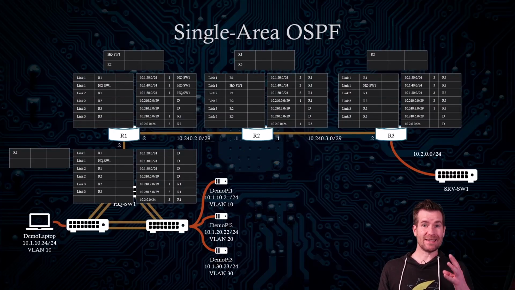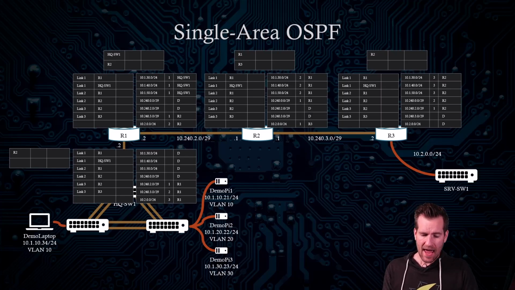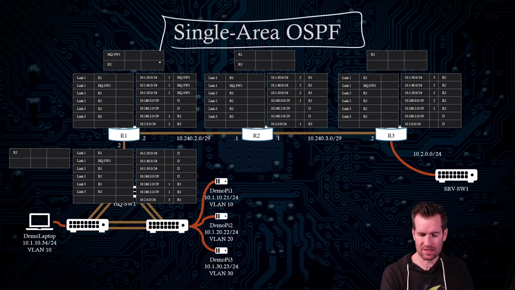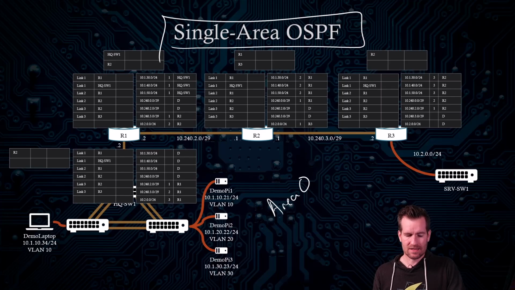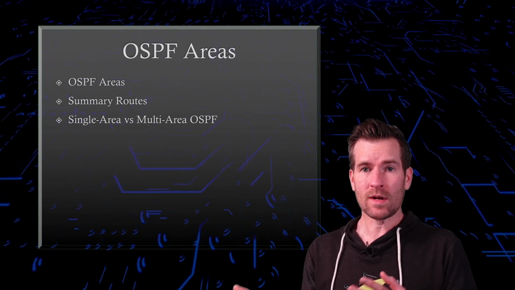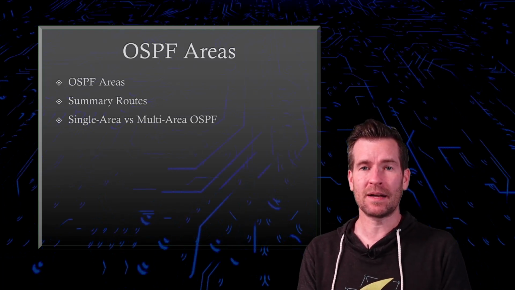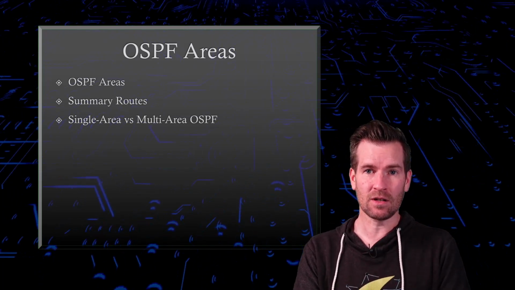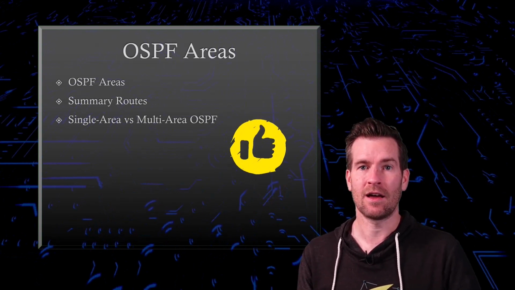Where you have more simplistic networks, like the topology we have, and it's just a single area OSPF, what they say is that this area should be area 0. So we would use area 0 since we're not going to break this down into multiple areas. So there you have it. We talked about OSPF areas, we talked about summary routes and what they are, and then we finished it off by talking about what you would do in a single area OSPF network versus a multi-area OSPF network.